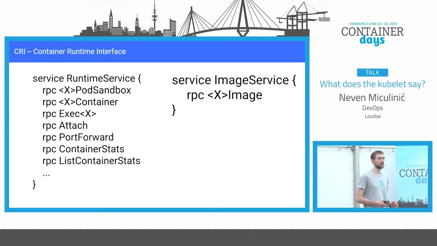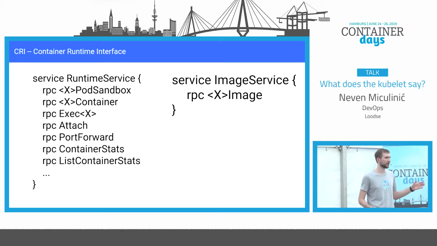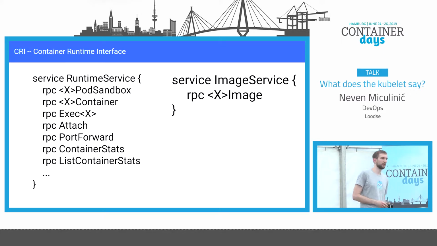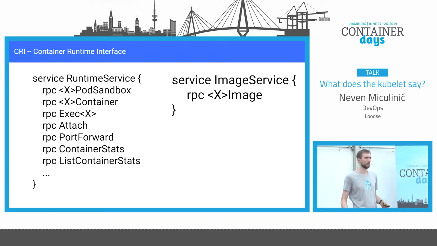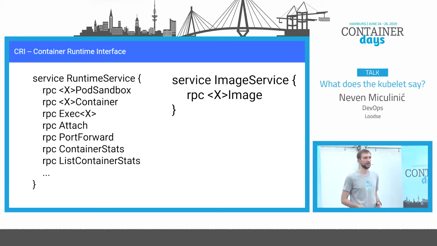Container Runtime Interface is defined as a gRPC remote procedure call service. Here is an abridged copy-paste of the spec you can find on GitHub. There is an image service, which does CRUD operations on images. So this CRUD is basically create, read, update, delete. So typical CRUD operations. There is create, read, update, delete of the pod sandbox, this isolated environment. Create, read, update, delete of the container. And there is execution within the container, attaching to a container, port forwarding, and fetching container stats.